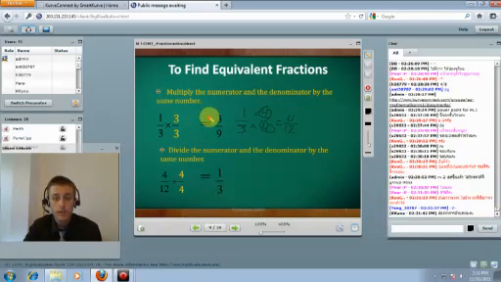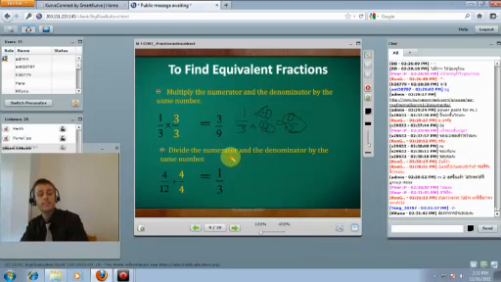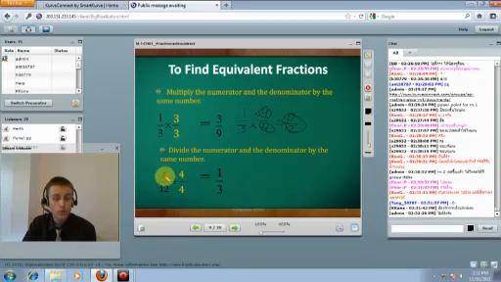As long as you're multiplying the numerator and the denominator by the same number, you will have an equivalent fraction. So 1/3, 3/9, 4/12 are all equivalent fractions. You can also divide the numerator and the denominator by the same number. So in 4 over 12, divided by 4, that equals 1/3. So 4/12 and 1/3 are equivalent fractions.